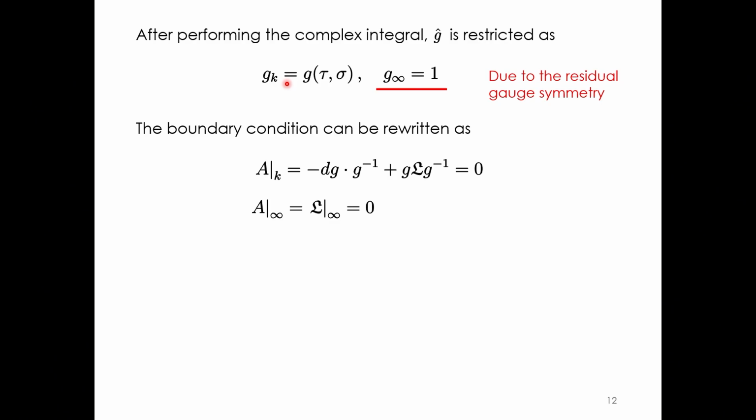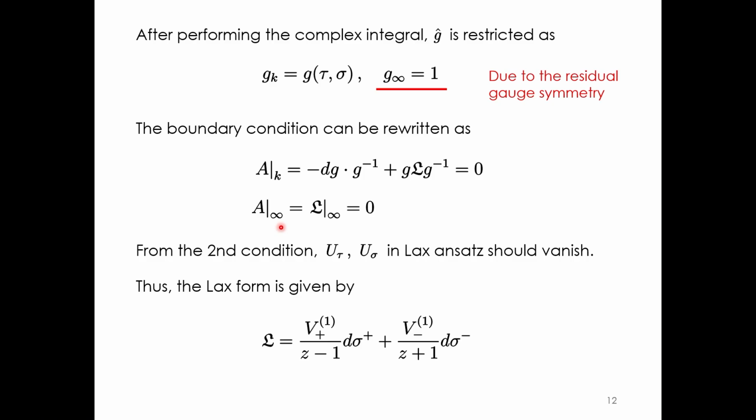So then the boundary conditions can be rewritten into this form as G equal K and G equal infinity. So these should be zeros. So these are the explicit form. So then from these second conditions, U tau and U sigma should be 0. So then the Lax form is simplified like this.